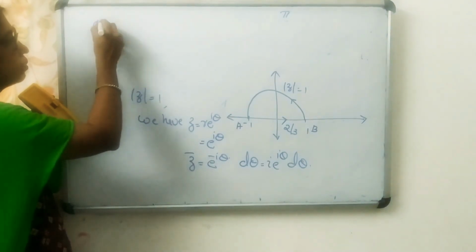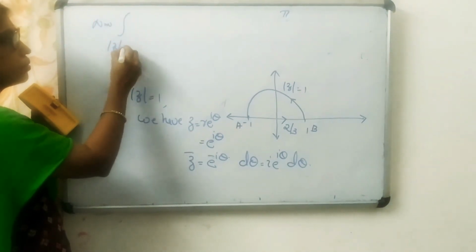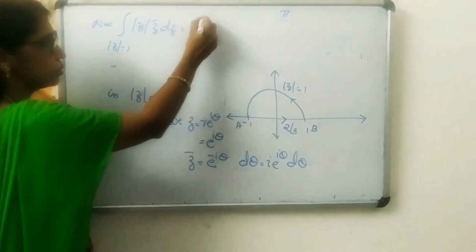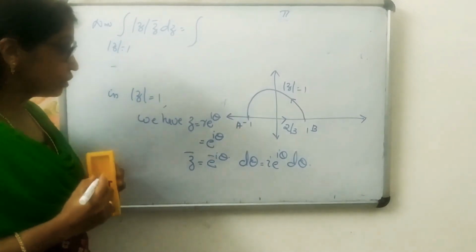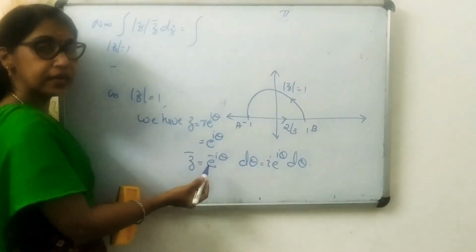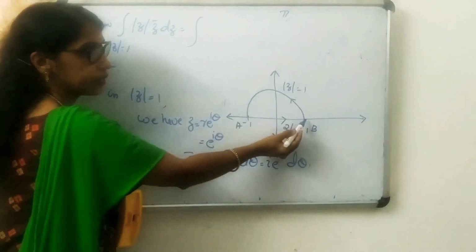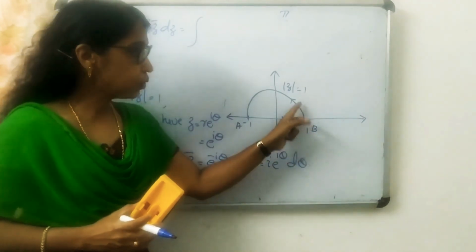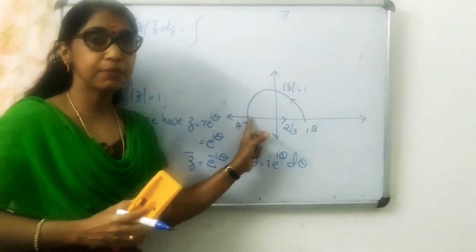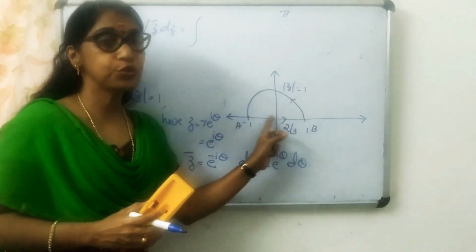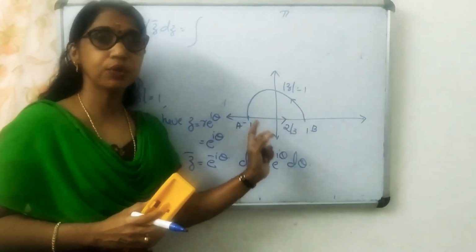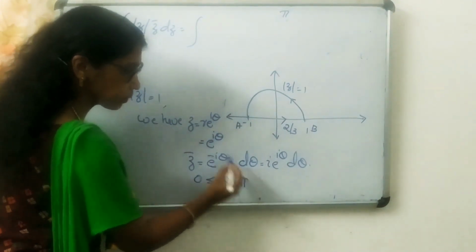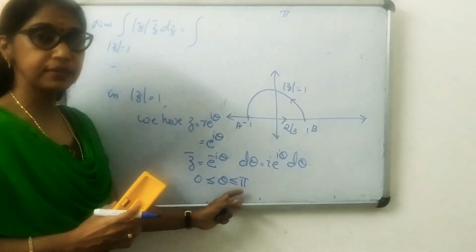Now the integral over mod z equal to 1 of mod z into z bar into dz. Now we have to find out the limit also. What is the variation of theta? Here this is the upper part of the semicircle. So here theta is equal to 0, and when it comes here theta becomes pi. In the semicircle theta varies from 0 to pi. For other നമ്മൾ എഴുതി 0 less than theta less than pi.